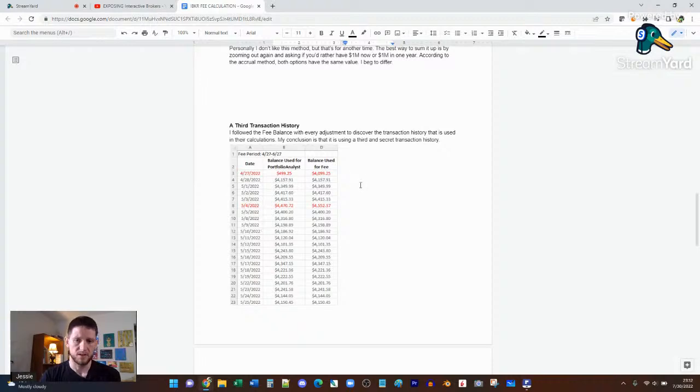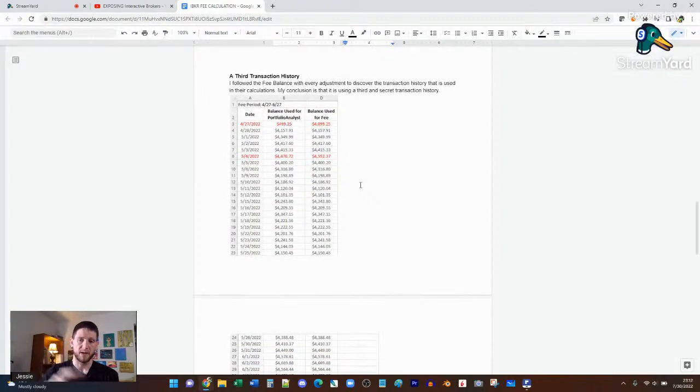But let's look and see the comparison between what you see on the dashboard, which is this column B here, or the column D here. So column B is what you see on the dashboard. It's where you go performance on reports, portfolio analyst, and this is kind of how you track your balance. And this is the balance that the fee is using, which you find in advisory client fee invoice or something.